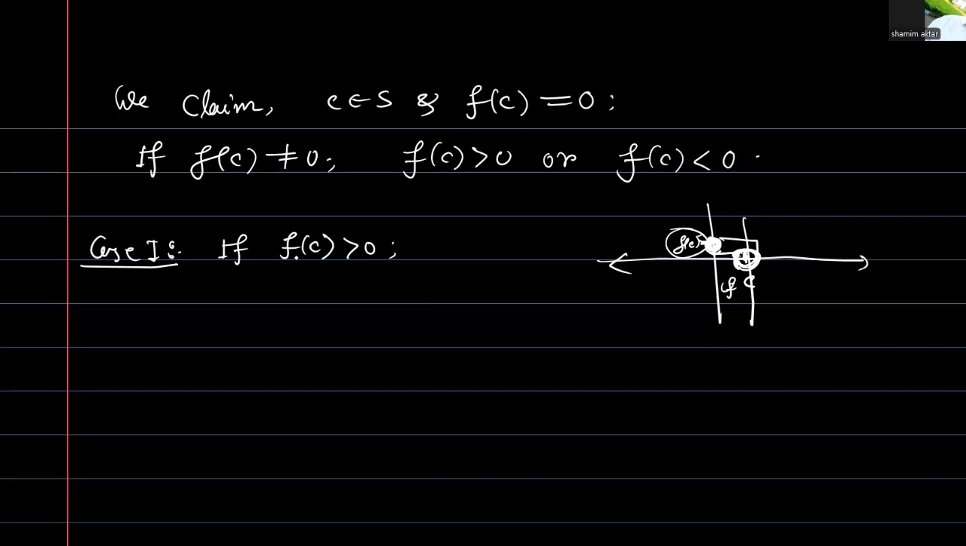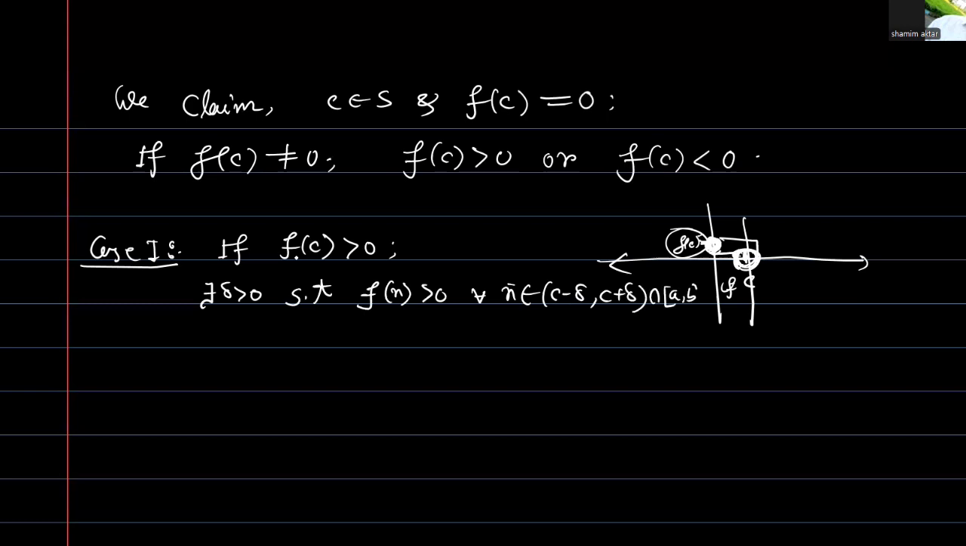So there exists a delta greater than 0 such that f of x is greater than 0 for all x belonging to the interval c minus delta, c plus delta, intersection a, b. This is called equation number 1.